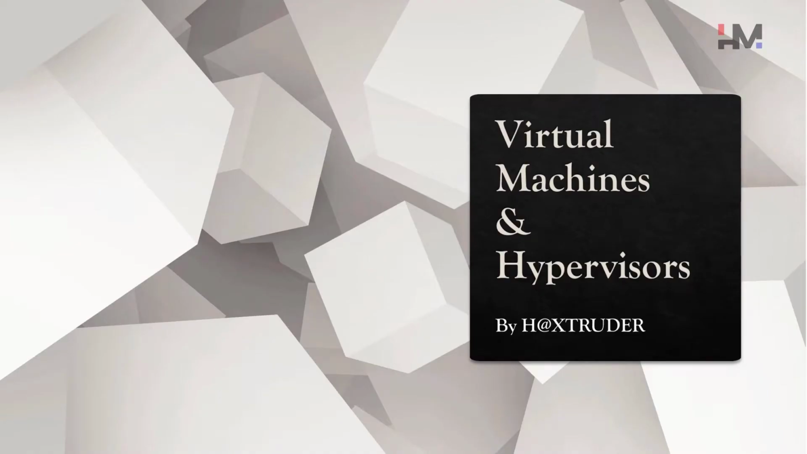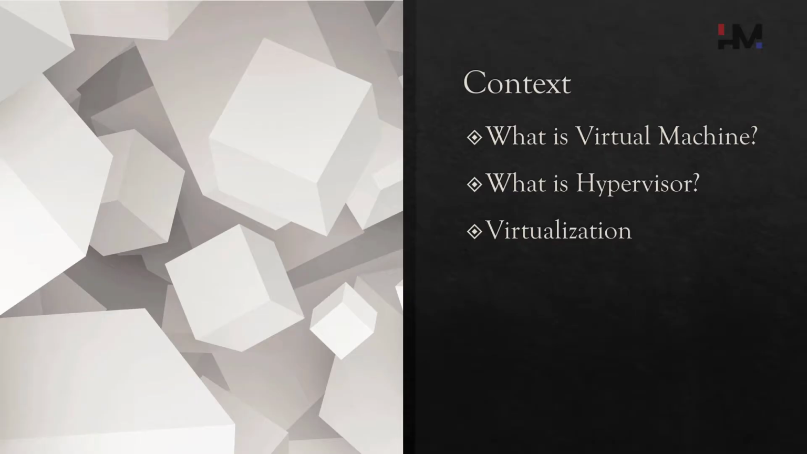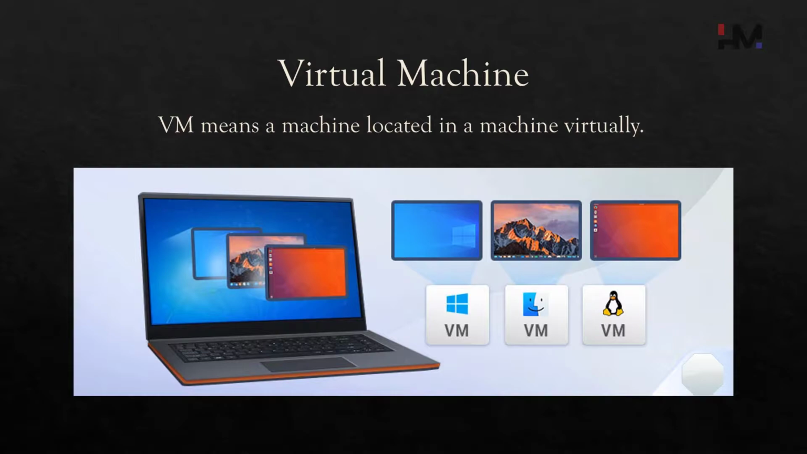Virtual machines and hypervisors. These are the basic things that each and every hacker needs to know. Of course, ethical hacker. A virtual machine is a very simple thing. A machine in a machine. That's all. So here we can see a laptop in front of us. We have three windows and these three windows are three different virtual machines. One machine is a Windows machine and the other one is a Linux. That is how a virtual machine is. A machine in a machine.